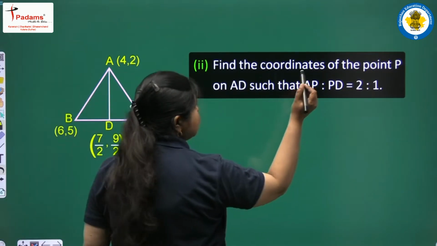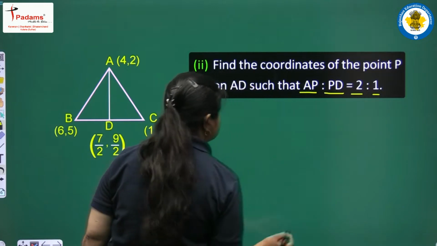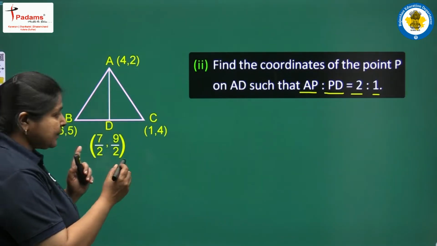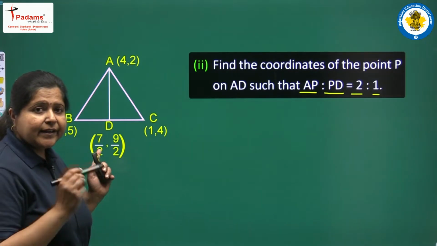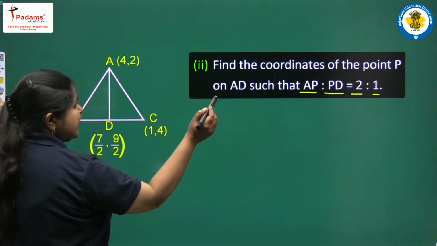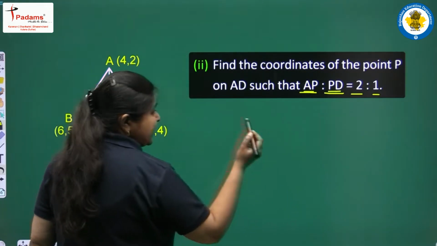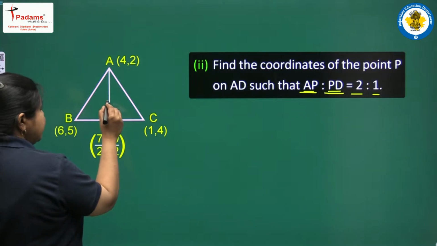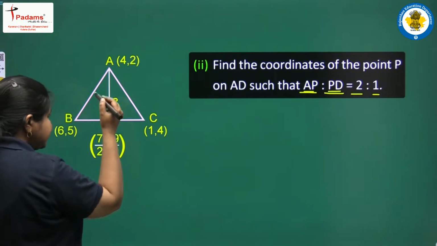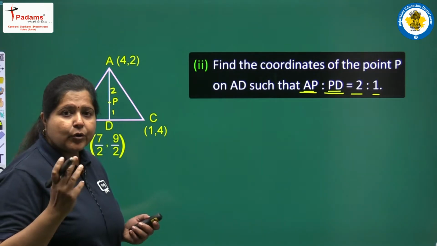Find the coordinates of the point P on AD such that AP is to PD is 2:1. ये है हमारा मीडियन और अब हमने मीडियन के केस में ये पॉइंट D के कोऑर्डिनेट्स भी फाइंड आउट कर लिए हैं और अब इस मीडियन पर एक पॉइंट P लेना है इस तरह से कि वो AP और PD का जो रेशियो है 2:1 में डिवाइड कर रहा है AD को. So the point P will lie somewhere here, and it is dividing AD in the ratio 2:1. And here we have to find the coordinates of P.